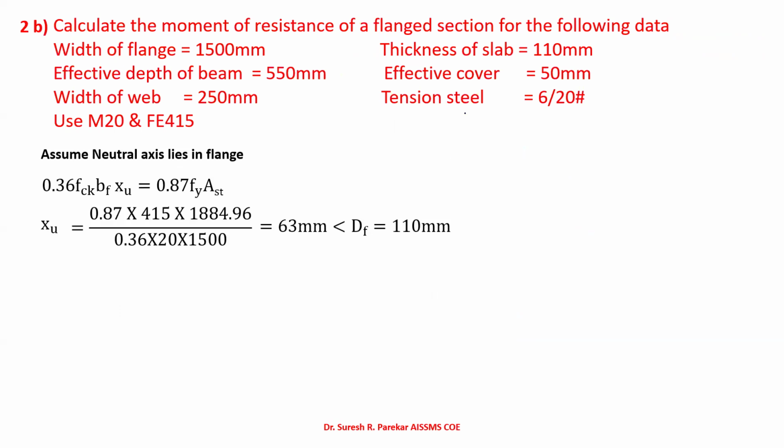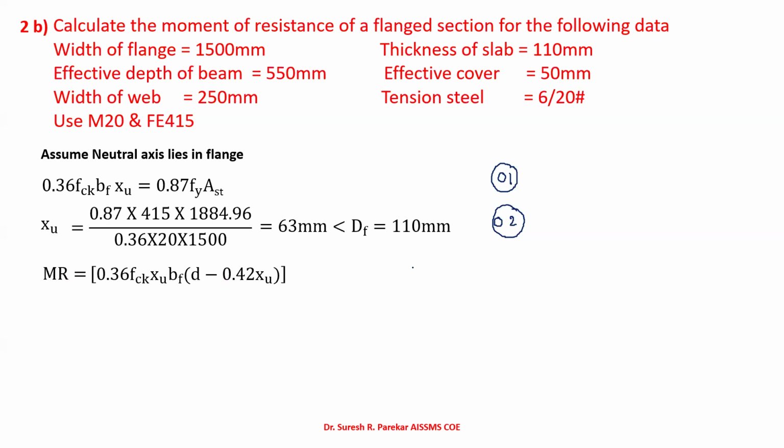Now we will switch over to question 2B. Now we have T sections. So we are going to assume the neutral axis in the flange and then we will find the value of XU. This question was asked for 8 marks. So first we will get marks for CU equal to TU. Then we will calculate XU, and for this value there are 2 marks. And then as it is in the flange, we are going to get MR directly.